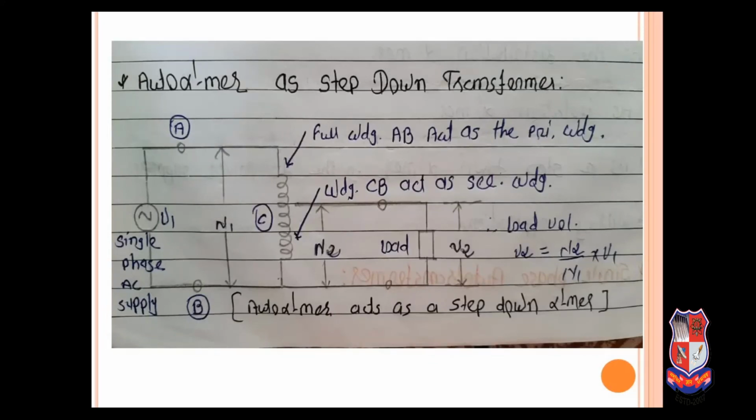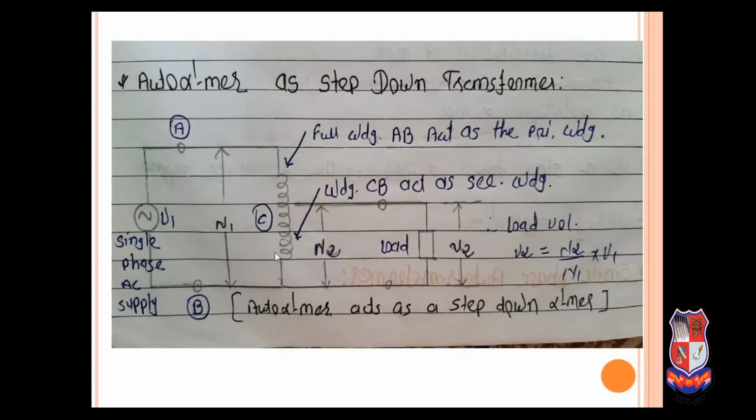Now we are going for the auto transformer working as a step down transformer. It is again the same circuit having only one winding, which works as a primary winding as well as secondary winding. The primary winding is indicated by the AB part over here, and is connected with the single phase AC supply. Whereas on the load side, the load is defined over here, and is connected across part of the winding, defined by point C to point B.